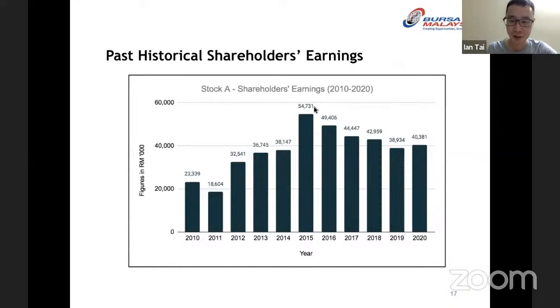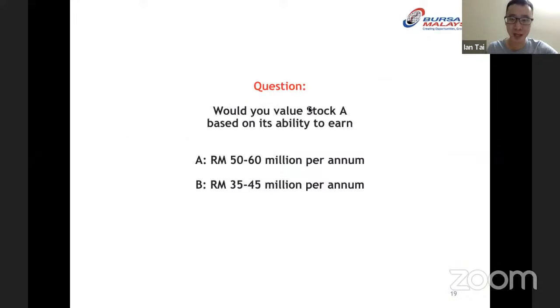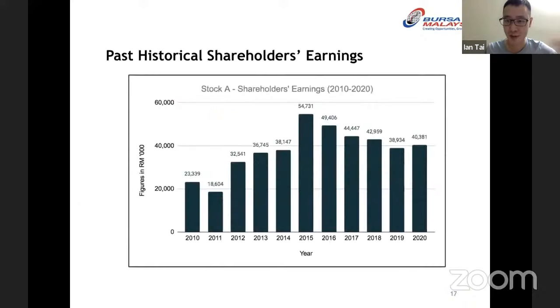Now, considering this, let me ask you a question. Here is a question, guys. Type in the chat box. The question is this: would you value stock A based on its ability to earn A, 50 to 60 million per annum, or B, 35 to 45 million per annum? Type in the chat box. Is it A or is it B? Now I'm just going to go back to this slide.